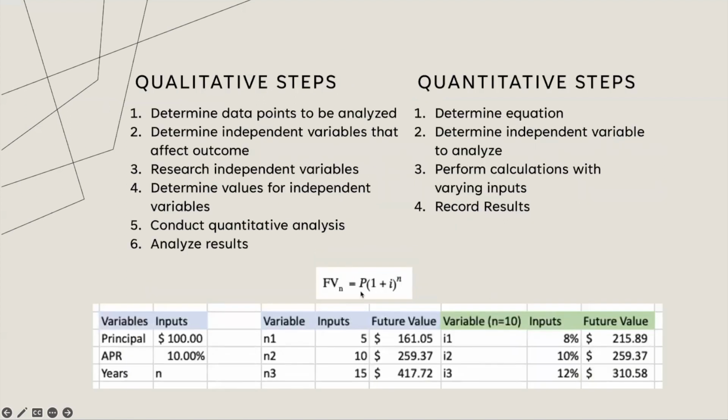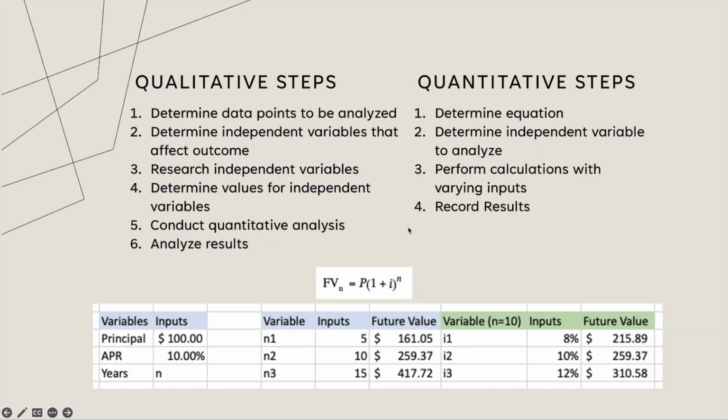Here are the steps involved in performing a sensitivity analysis. So first, we want to determine the data point to be analyzed. In this case, we have future value. Then we want to determine independent variables that affect the outcome. So principal, interest, and time compounded. Then we'll research those variables to see how much they could be susceptible to any changes and determine values for those variables. So here we have years in 5, 10, and 15, and interest rates of 8, 10, and 12%.